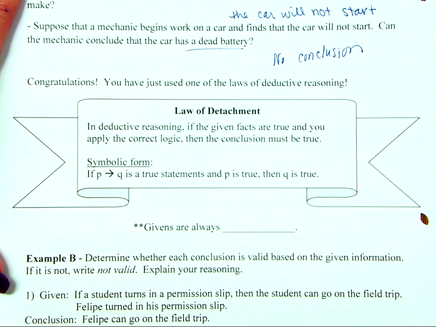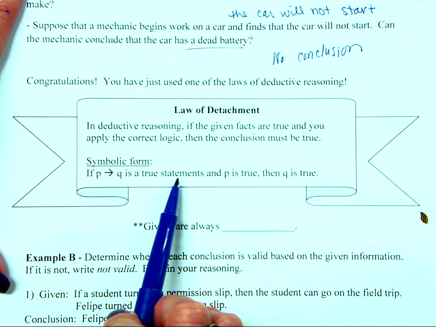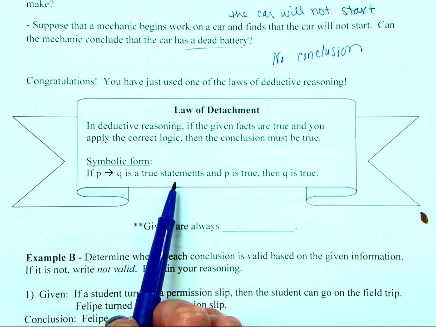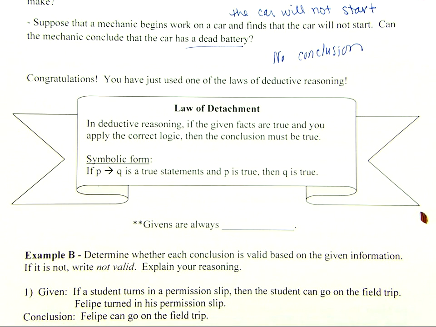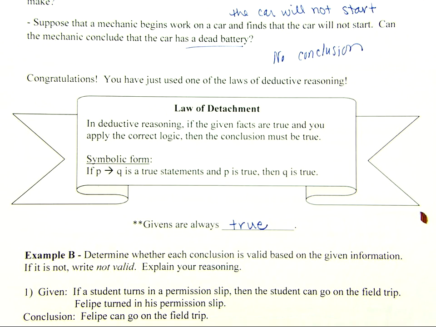So the law of detachment says this: if P then Q is true, and P is true, then Q is true. Sometimes that can be confusing, but we're going to look at some specific word examples, and I think that helps clear it up. We're going to try and decide if our conclusions are valid or invalid, true or false. And when we have these statements, a lot of times we are given statements that are labeled as givens. I want you to know that the givens are always going to be true. Those are for sure.